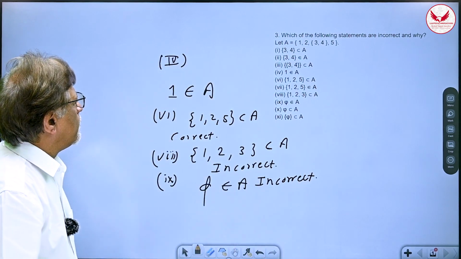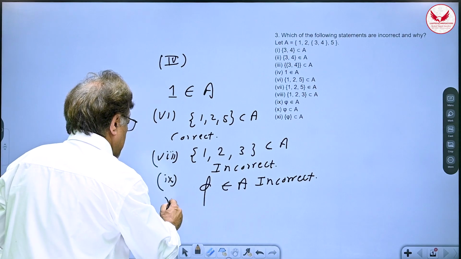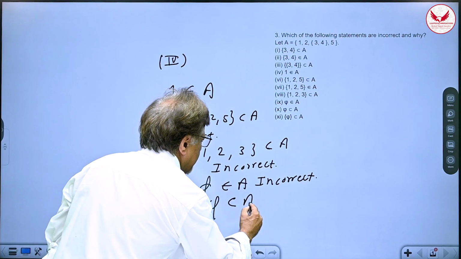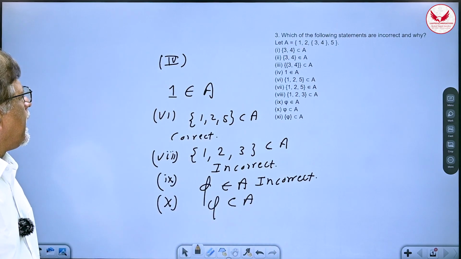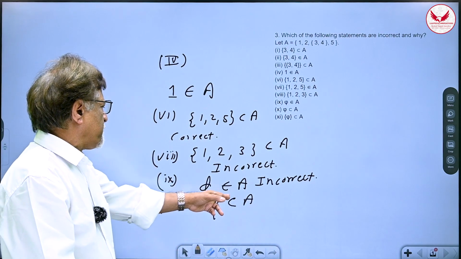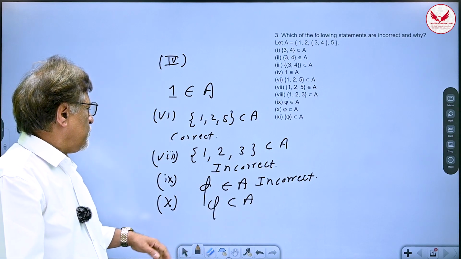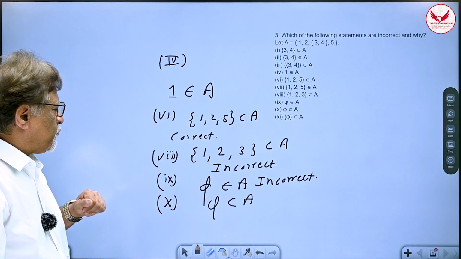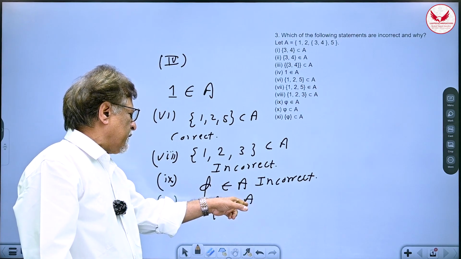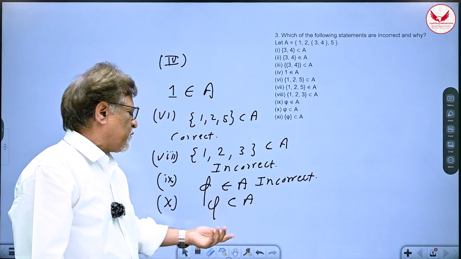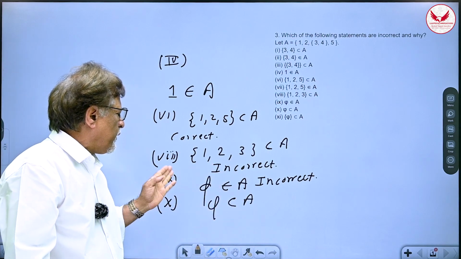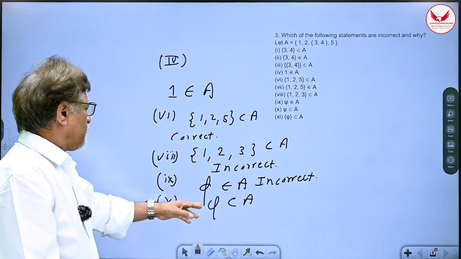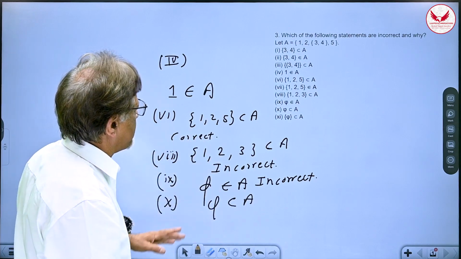Okay. Now look at the next statement. 10th statement is what? That phi is subset of A. Yes, phi is a subset. And any empty set is always a subset of A. Why? Because you cannot find out any element of phi which is not in A. Correct? So every element of phi is in A because there is no element in phi. So it is considered to be a subset of all possible sets. So phi is always a subset of every set in the world.